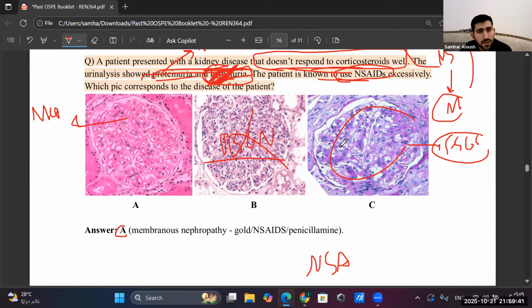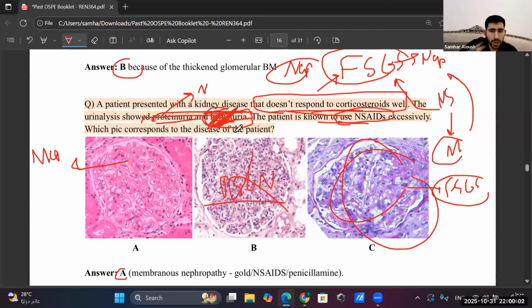All the information I mentioned about FSGS not responding to steroids, you guys didn't cover in lecture. So you shouldn't know this, and you should put membranous. So I don't know what's the correct answer. The real correct answer is definitely this one. But what is the actual answer in their answer key? I don't know. I don't know what you guys should put.